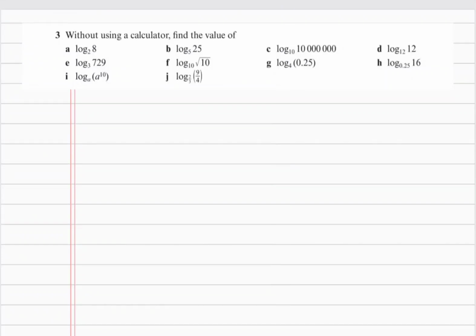Hi everyone, this video is on Exercise 14D, question 3. We want to find a value of each of these logs without using a calculator.